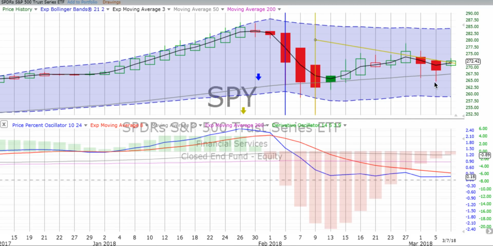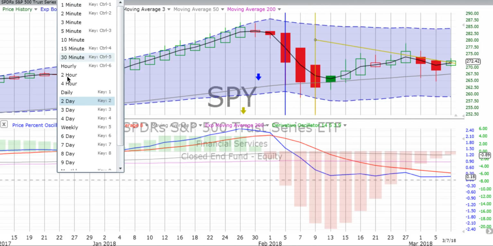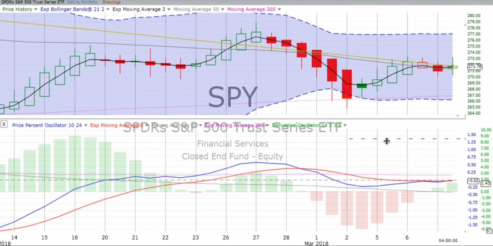Now, as we continue to move ahead from the 2-day chart and take a look at the 4-hour chart, we can see that the price percent oscillator is struggling to move through the red signal line. Derivative oscillator has gone positive, but again, we've really seen a sideways slide. We have a fight going on, my friends, right now as to whether this market's going to go up or down.